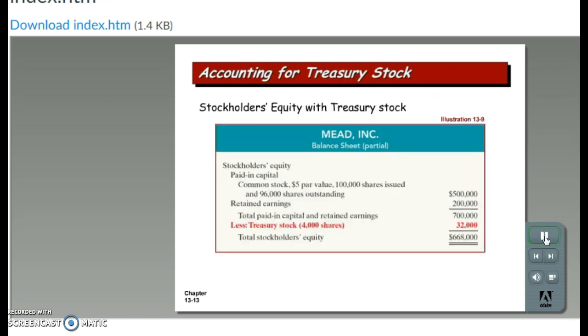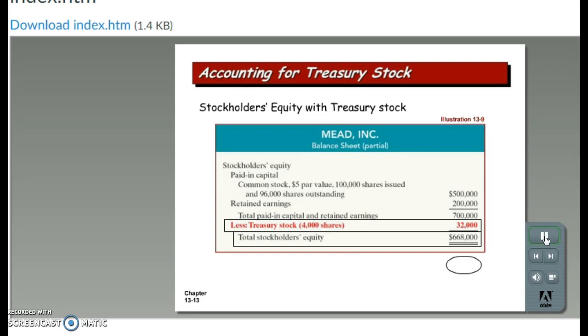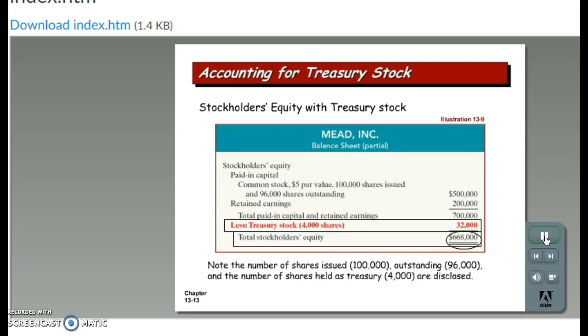The balance sheet after the treasury stock transaction shows treasury stock at the bottom of the stockholders' equity section. The treasury stock cost of $32,000 is subtracted in determining total stockholders' equity of $668,000. Note the numbers of issued, outstanding, and treasury shares are disclosed. The $500,000 of common stock is recorded at shares issued multiplied by par value, 100,000 shares multiplied by $5 par value. The 96,000 shares outstanding are calculated by 100,000 shares minus 4,000 treasury shares.